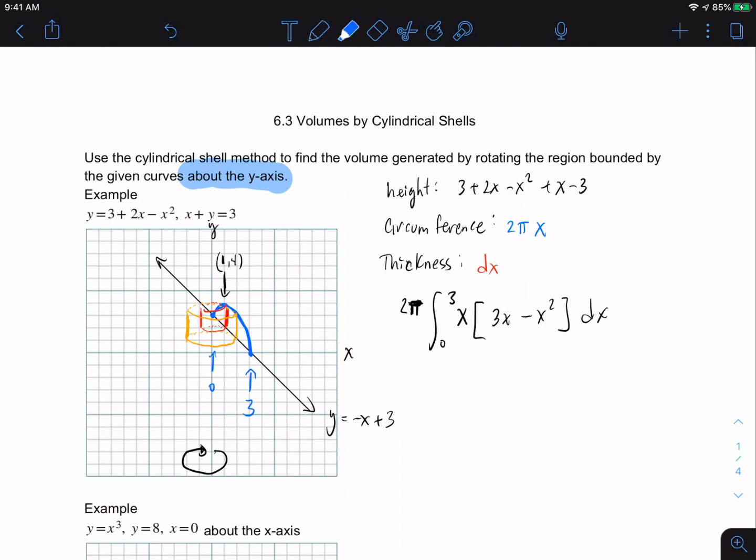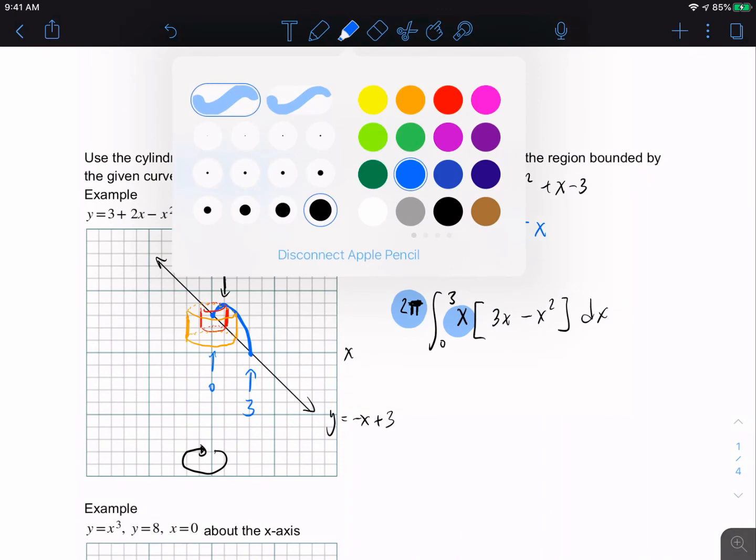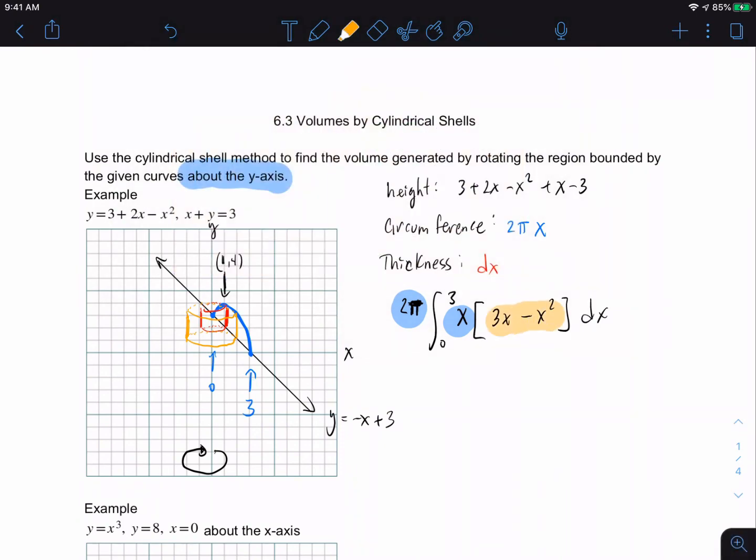And I'll try to do it in color so you guys can see. This is the circumference. This ends up being the height. And this is the thickness. Okay? And then what the integral is going to do is, what we have here is areas. When we rotate it, we're going to get our volume.